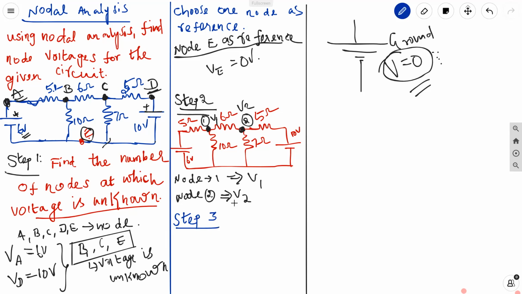It is similar to that of mesh, right? In mesh we apply KVL to form the mesh equation. Here we are going to apply KCL to form the nodal equation. So let us apply KCL at node 1.